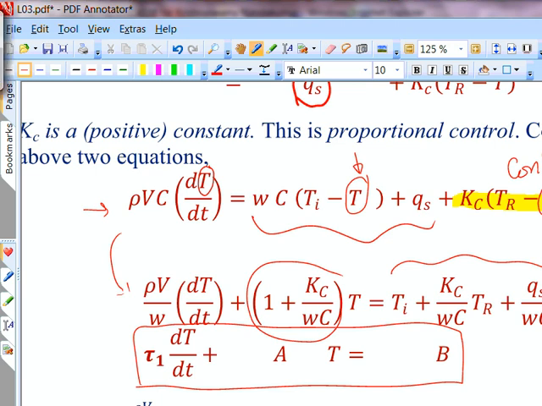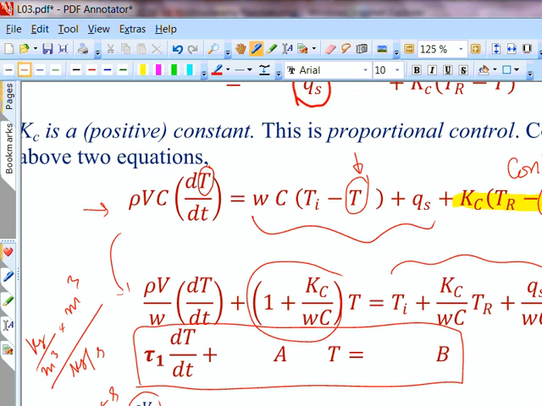Now, the term tau, which has rho V over W, if you figure out the units, what will be the units? Let's figure it out. Rho has the units of density, so it's going to be kilogram per meter cube, and V has the units of meter cube, so that has the units of kilogram in the denominator. W is flow rate, kilograms per second. So what should be the units of the whole thing? Second. The second is in the denominator of the denominator, so it goes up, so it's going to have simply the units of second. So that is called a time constant for the model.